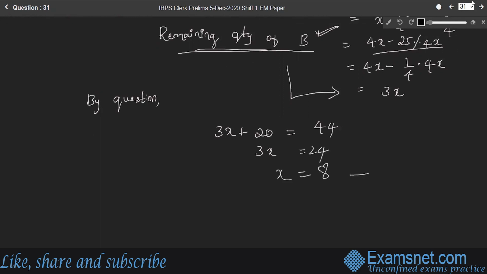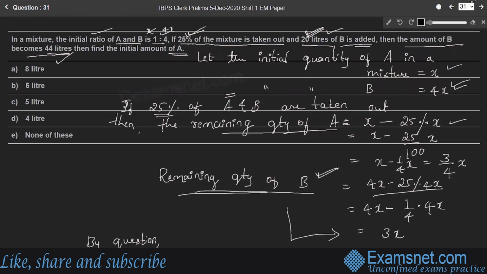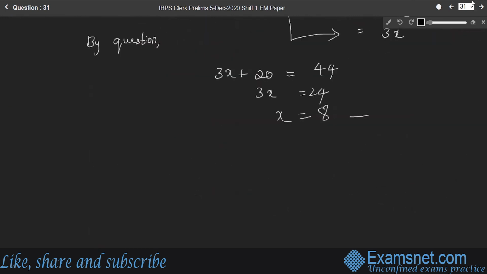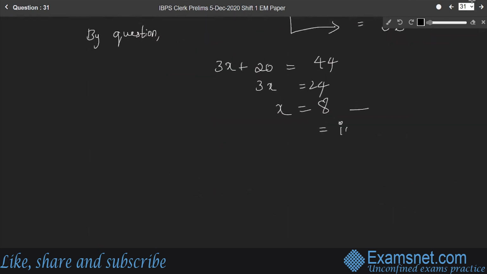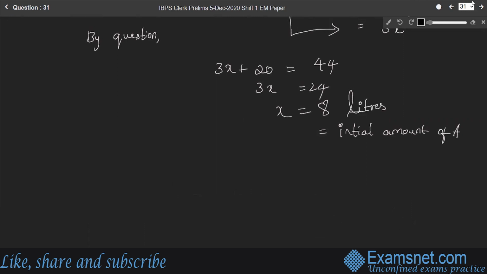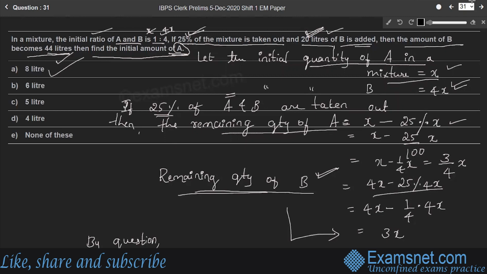So what is X according to our assumption? Yes, the initial quantity of A in a mixture be X. Therefore, what is asked in the question? Find the initial amount of A. So X is the initial amount of A, which is equal to 8 liters. Hence, option A is the right answer.